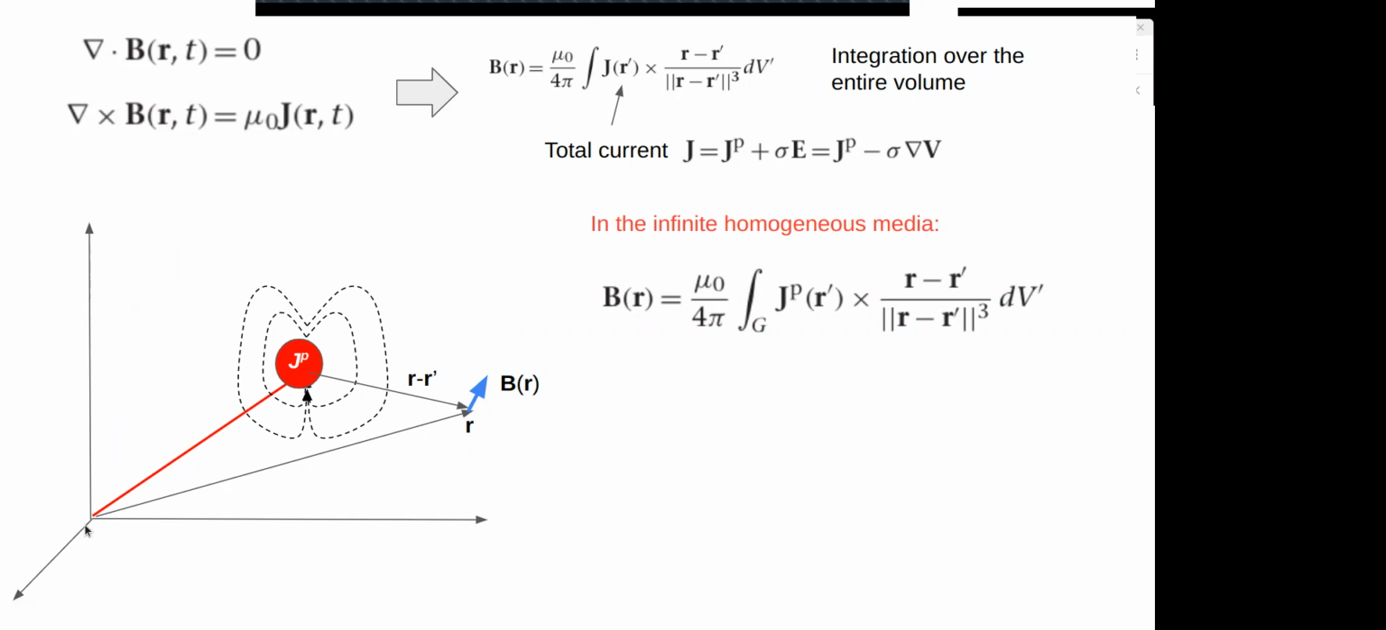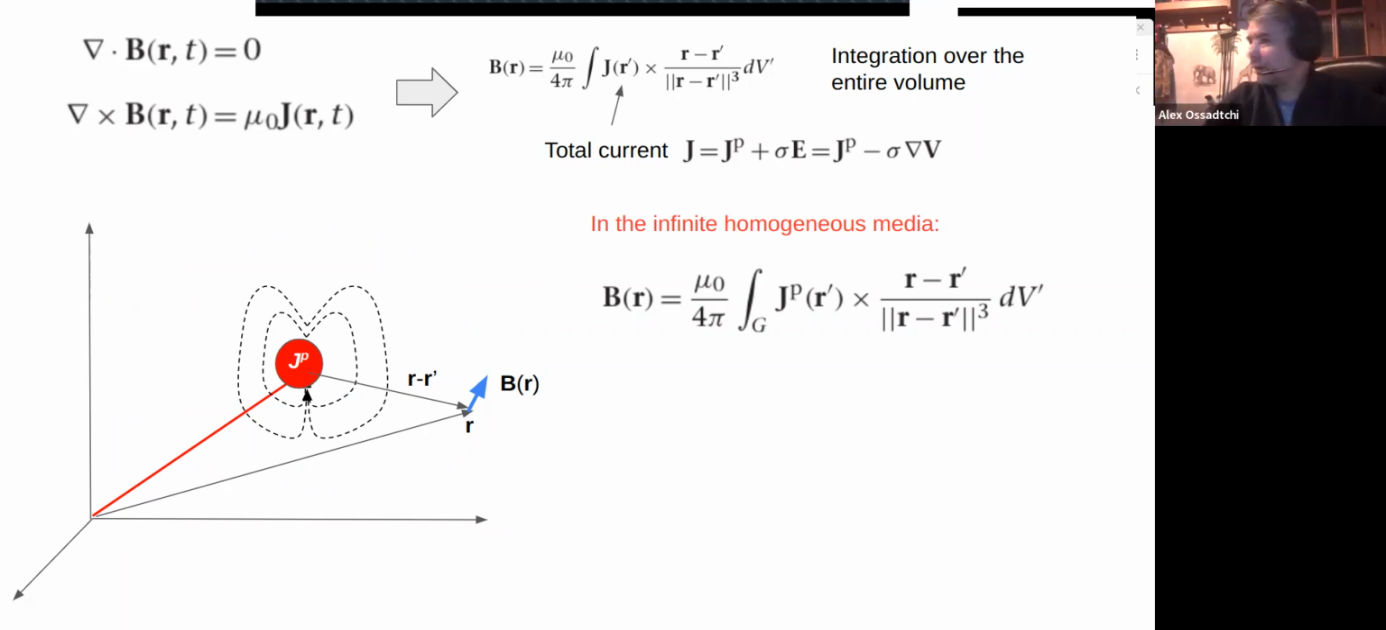But what does this solve? What is infinite homogeneous media? Well, like you take a huge ocean, for instance. When you talk about infinite, it means infinite with respect to the object that you are studying. So if you have a current dipole the size of a pencil tip, then the water volume in your bathtub, for instance, will be an infinite homogeneous media.